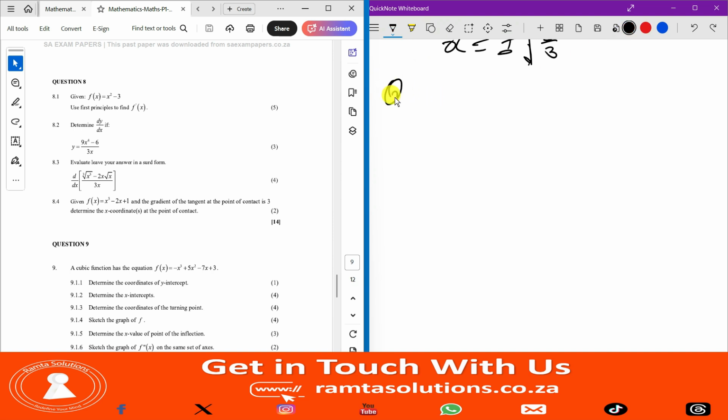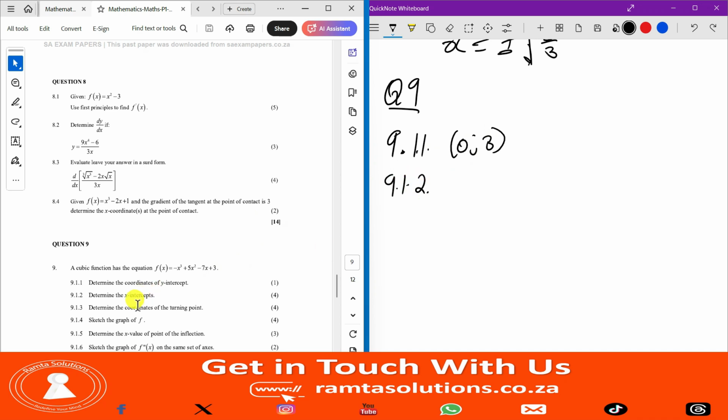So question 9 says a cubic has the equation f of x equals negative x cubed plus 5x squared minus 7x plus 3. Determine the coordinates of the y-intercept. Remember, the y-intercept is the constant. So when you look at it here, the constant is positive 3. So this is (0, 3).